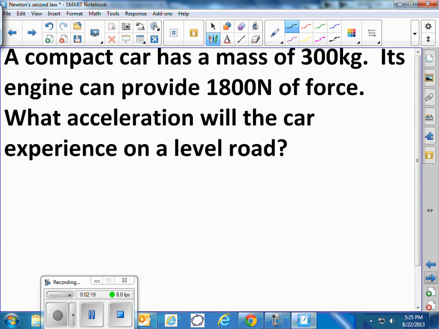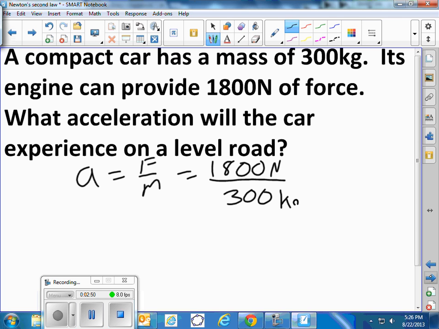So let's say we have a compact car that has a mass of 300 kilograms. Its engine can provide 1,800 newtons. What acceleration will the car experience on a level road? Acceleration equals the force divided by the mass, so we have 1,800 newtons divided by 300 kilograms. That gives us an acceleration of 6 meters per second every second.